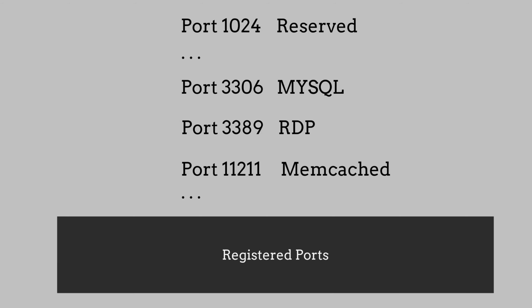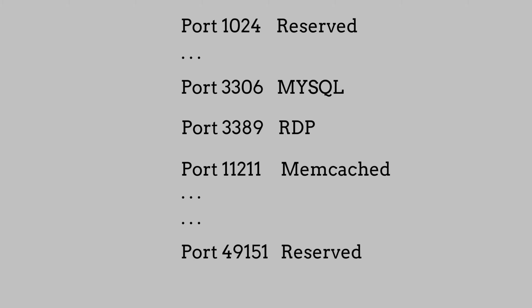Next, we have registered ports, ranging from 1024 to 49151. These are utilized by server software applications, which may not form part of the core operating system but are nevertheless commonly used. Examples of registered ports include port 3306 for MySQL Service, port 3389 for RDP or Remote Desktop Protocol, and port 11211 for Memcached, which is a distributed memory caching system.